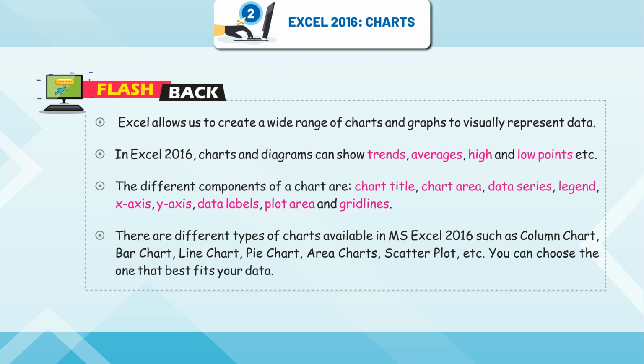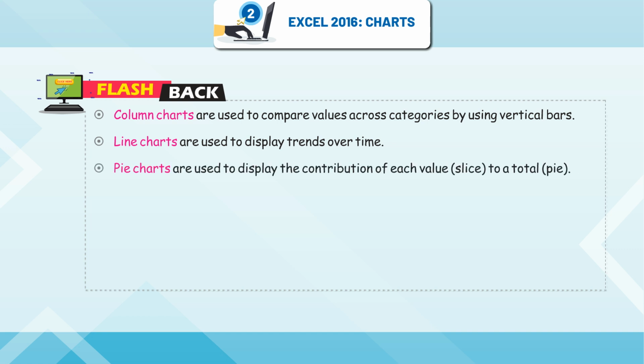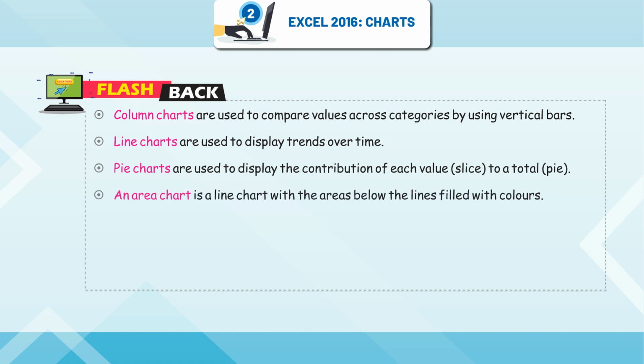There are different types of charts available in MS Excel 2016, such as column chart, bar chart, line chart, pie chart, area charts, scatter plot, etc. You can choose the one that best fits your data. Column charts are used to compare values across categories by using vertical bars. Line charts are used to display trends over time. Pie charts are used to display the contribution of each value or slice to a total pie.